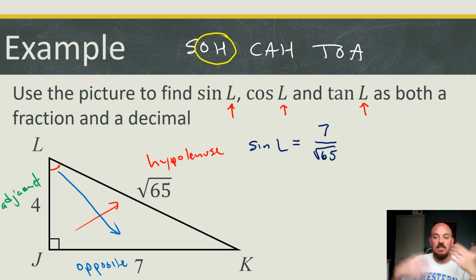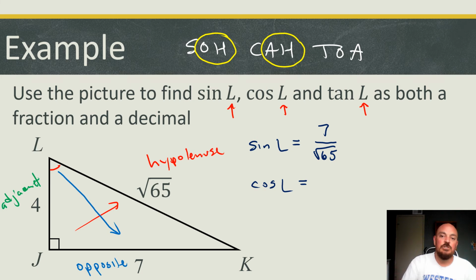Now, we can leave that as a fraction. We can grab a calculator and do 7 divided by the square root of 65. I'm just going to leave them as a fraction for now. Let's do cosine. Cosine L. So I look back to SOHCAHTOA again. Cosine is adjacent over hypotenuse. So I'm going to make a fraction again. Adjacent is 4. Hypotenuse, same as before, square root of 65.